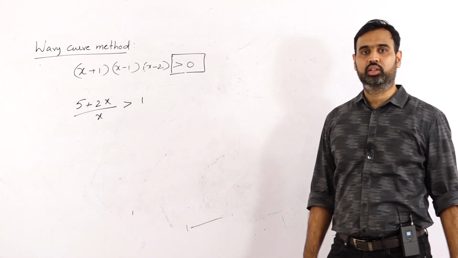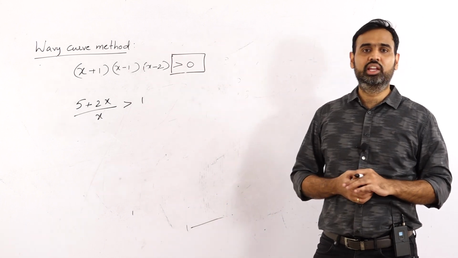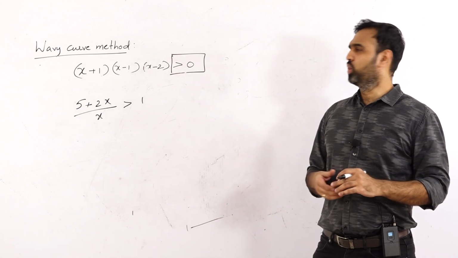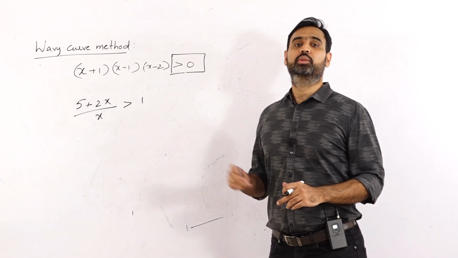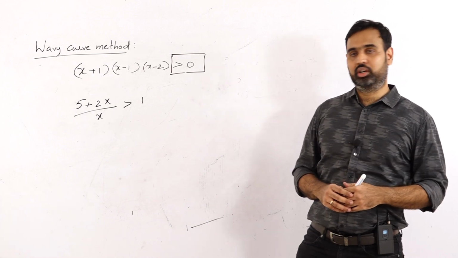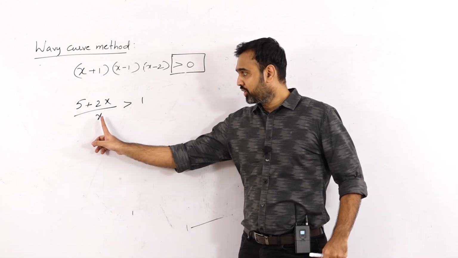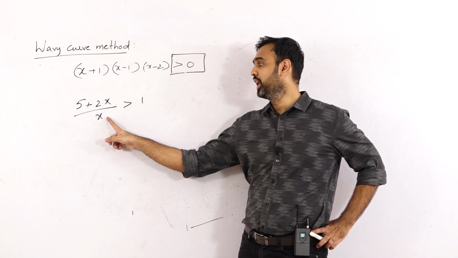This is the question given. It looks like a simple linear inequation. Then why should I apply the wavy curve method? I'll tell you, if you apply the wavy curve method, it becomes easy. What is the other method if I don't apply it? You are trying to shift x to the other side. Can you shift x to the other side? No, we cannot shift x to the other side.